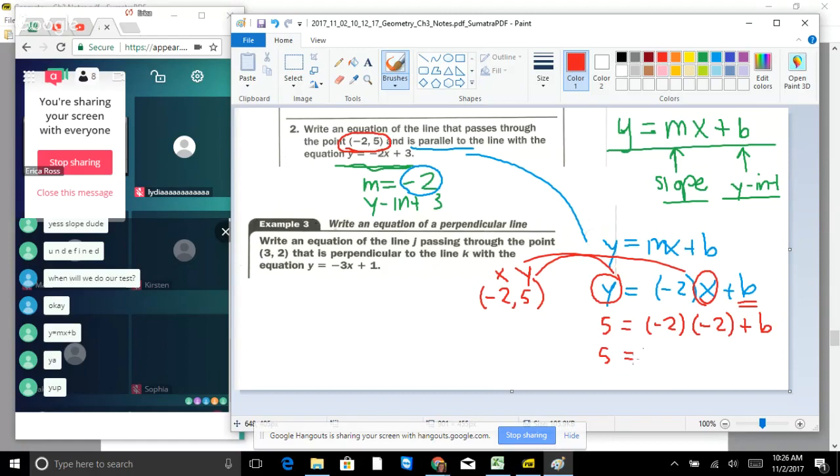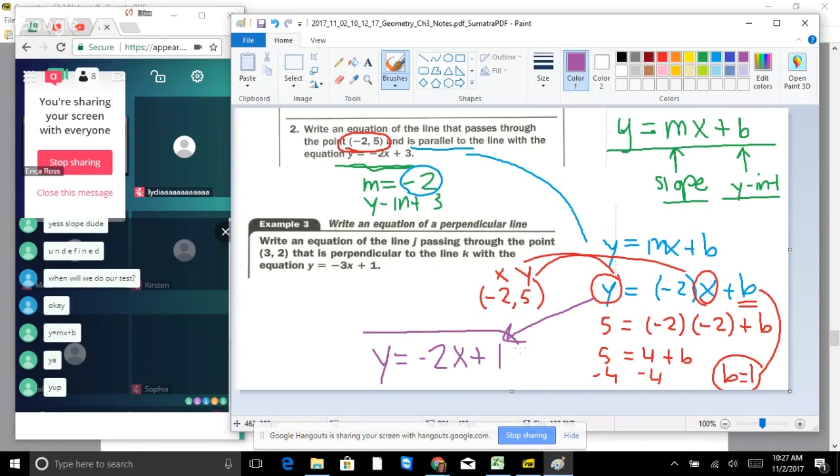-2 times -2 is 4, plus b equals 5. If I solve by subtracting 4 from both sides, I get that b equals 1. Okay, so now I go back up here and almost there. I'm writing all over the place, but I know that y equals, my slope is -2x, and I know that my y-intercept is at 1. So I think that this line is parallel to this line, and it goes through 2, 5.